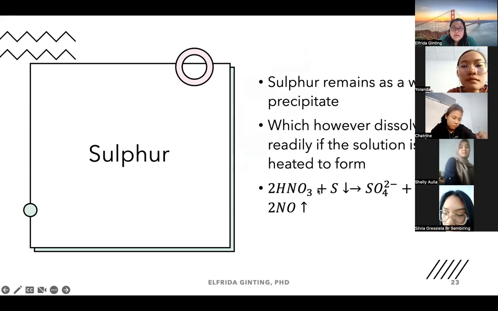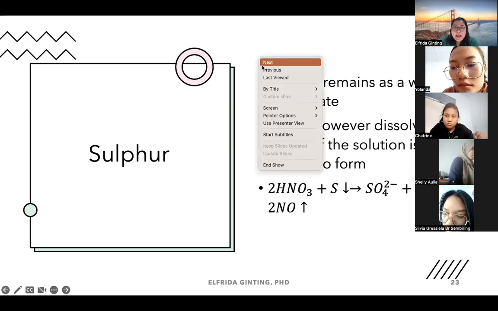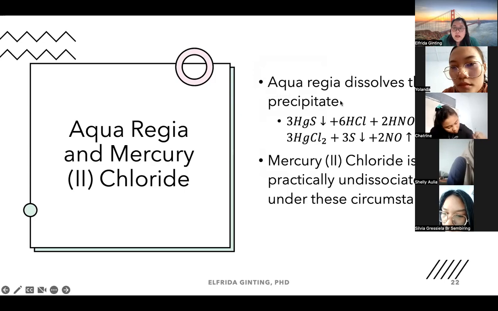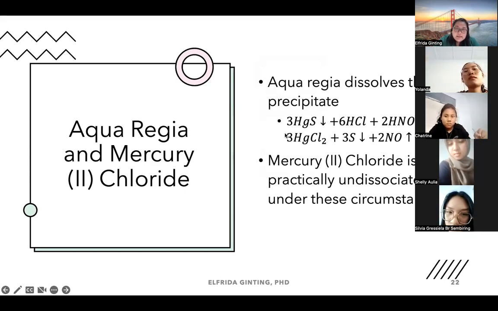And you can see here, it will form a sulfate, and it will also form nitrogen oxide gas. So the process to dissolve mercury sulfide using aqua regia will be two steps, to make sure there is no precipitation. The first step, we react with the aqua regia, which is a mix of hydrogen chloride and nitric acid. And you can see here, the mercury 2 chloride is already dissolved.